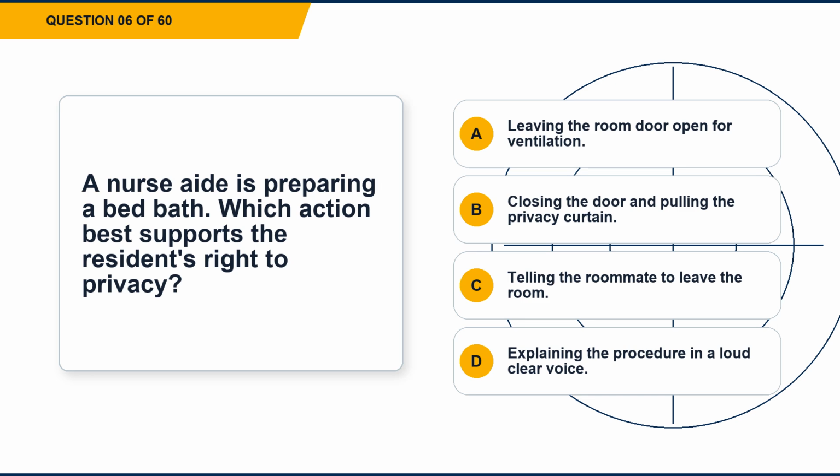Question 6. A nurse aide is preparing a bed bath. Which action best supports the resident's right to privacy? Option A. Leaving the room door open for ventilation. Option B. Closing the door and pulling the privacy curtain. Option C. Telling the roommate to leave the room. Option D. Explaining the procedure in a loud, clear voice.